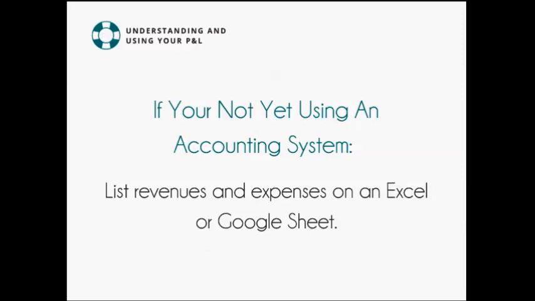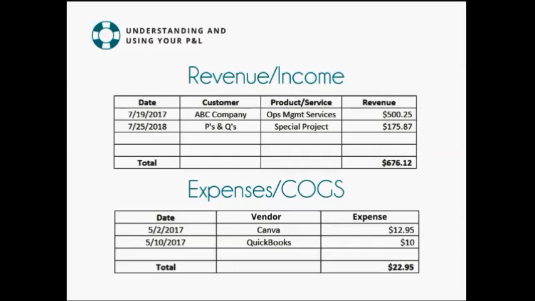But first, if you are not yet using an accounting system, I highly recommend that you start doing that now. There are free resources like Wave for accounting and low-cost resources like FreshBooks and QuickBooks and Xero. Lots of options out there. If you're not using an accounting system, though, you can find out your profit and loss by listing your expenses and your revenues on an Excel or Google sheet, kind of like this. So first, you'd list all of your incomes from the time period you want to look at.